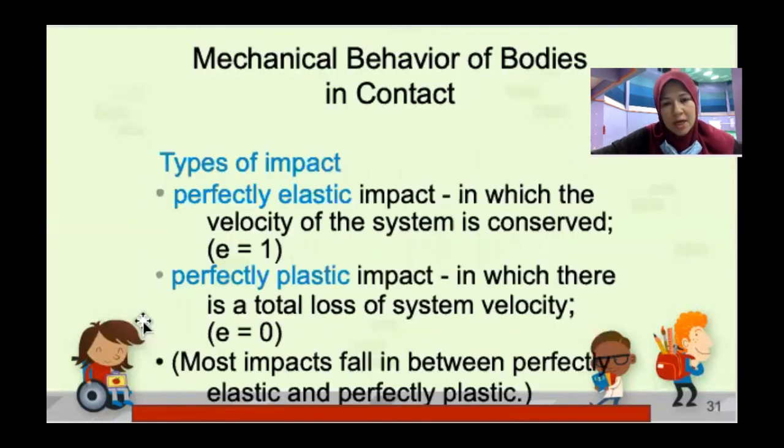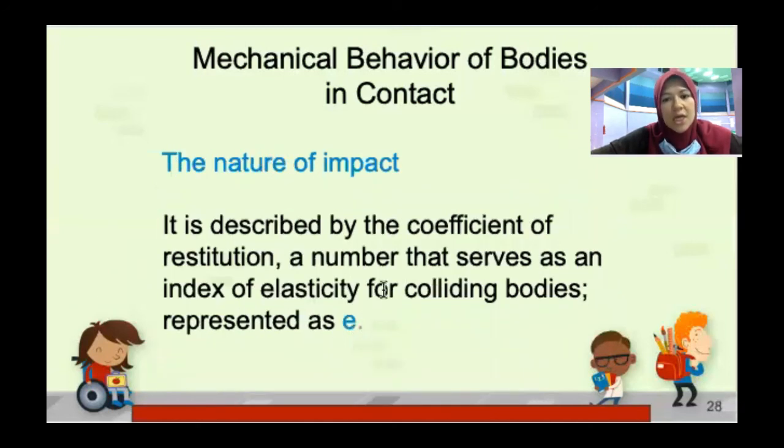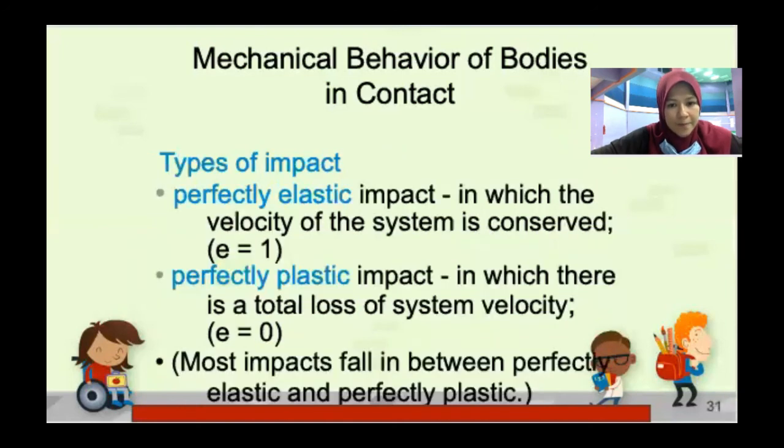Okay, next step, there are two types of impact. Maafkan saya kalau dia dengar orang menjerit-jerit itu. There are two types of impact: perfectly elastic impact and also perfectly plastic impact. Okay, the perfectly elastic impact in which the velocity of the system is conserved, which is e equals 1. Okay, don't forget that e is the elasticity index of colliding bodies. Okay, and then perfectly plastic impact in which there is a total loss of system velocity, which is e equals 0. Most impacts fall in between perfectly elastic and perfectly plastic.